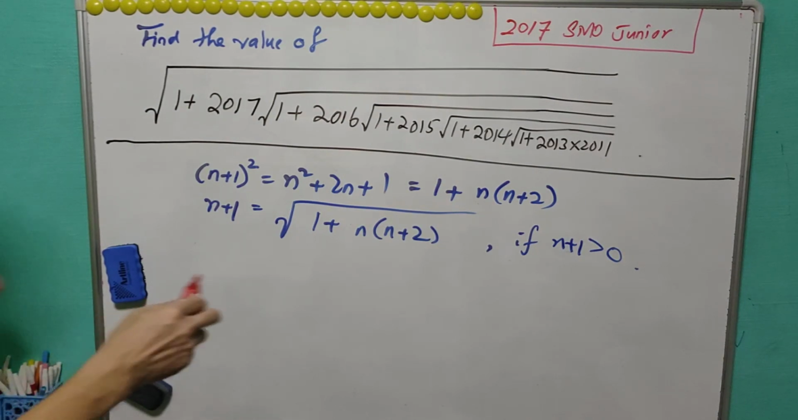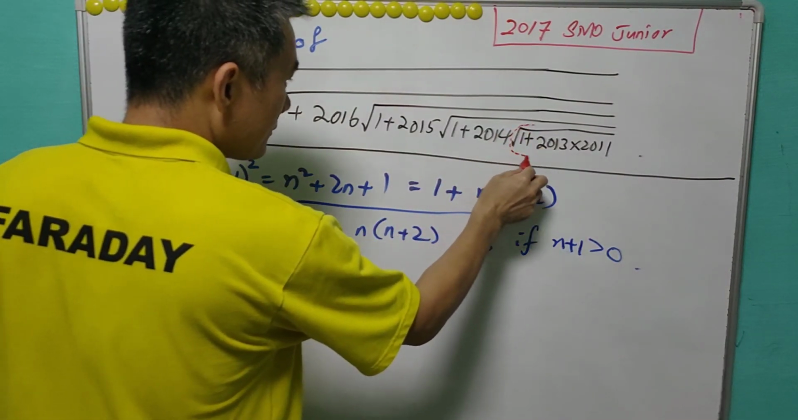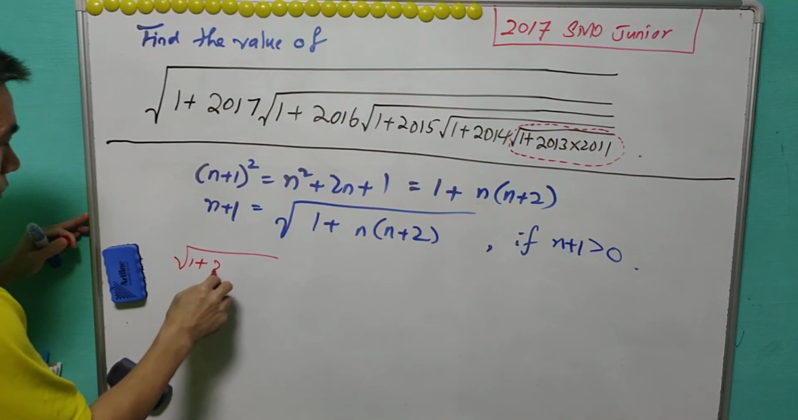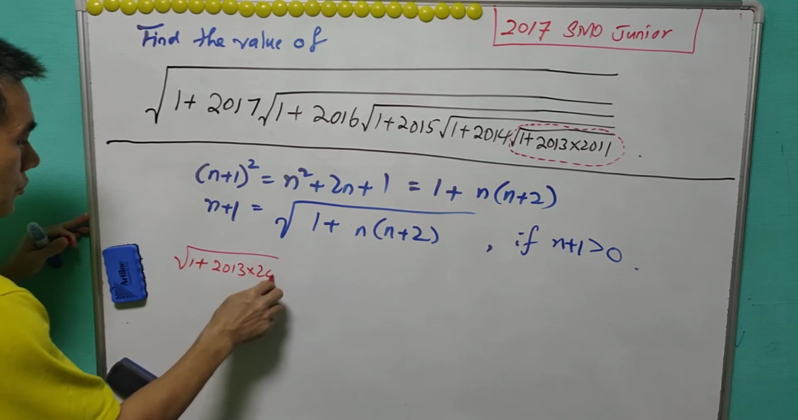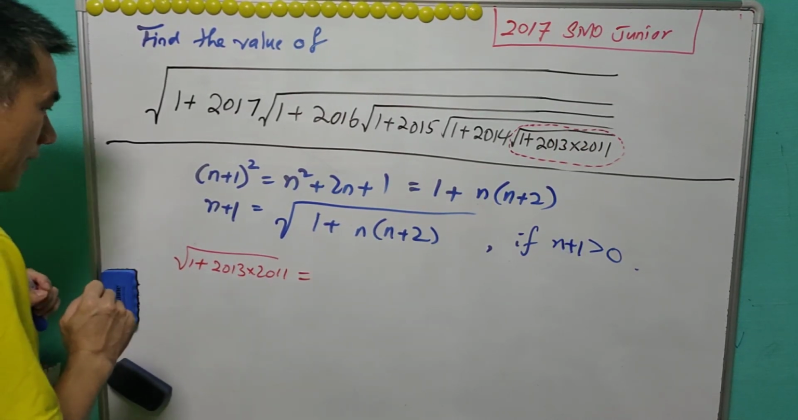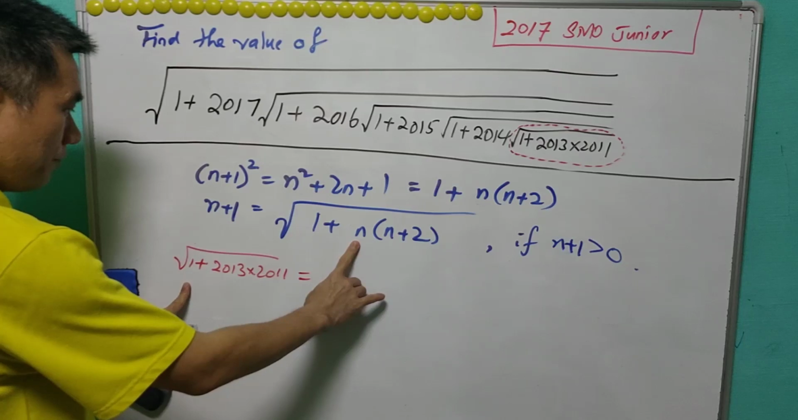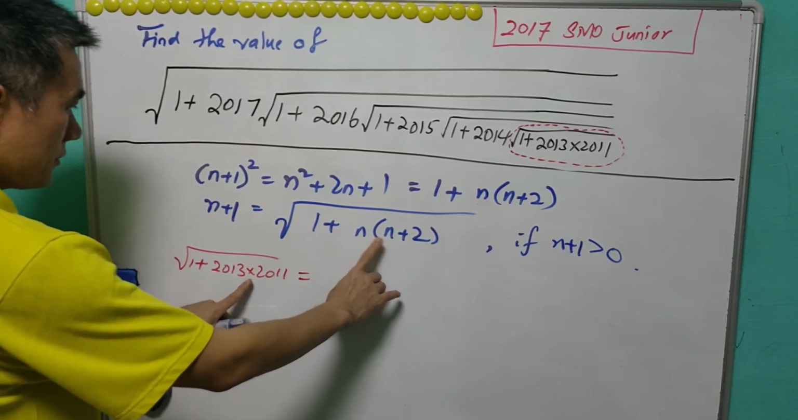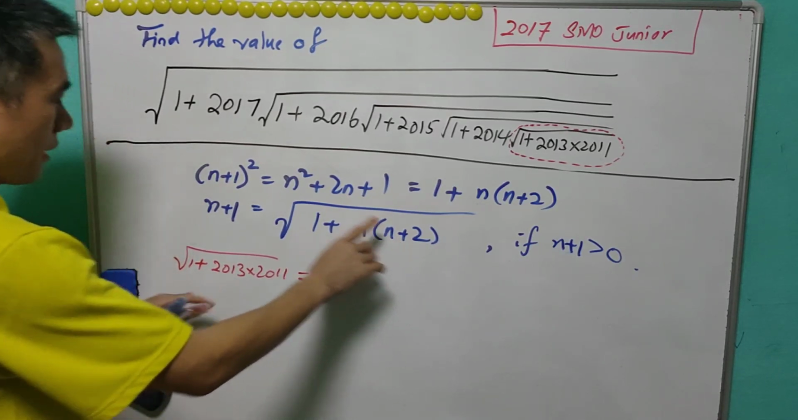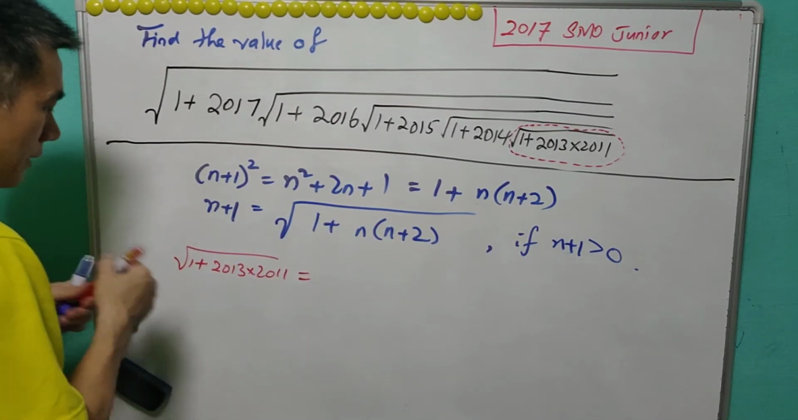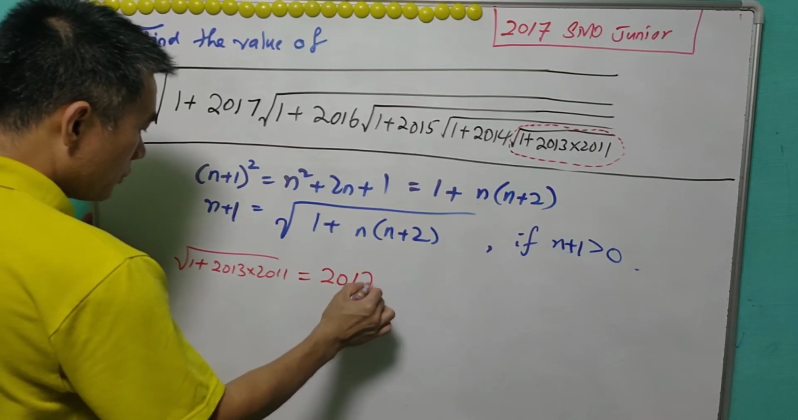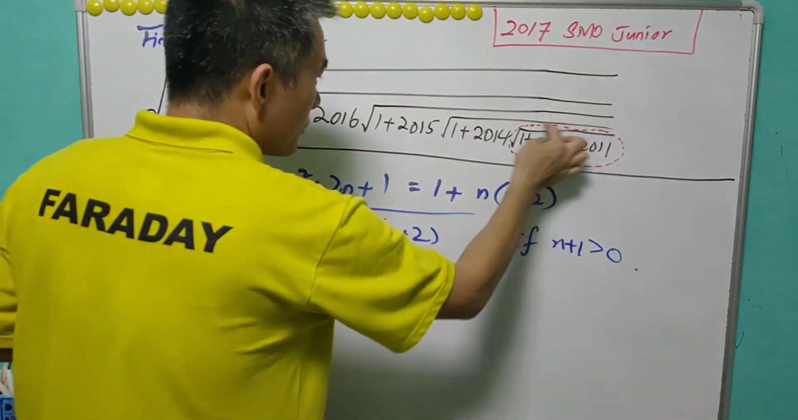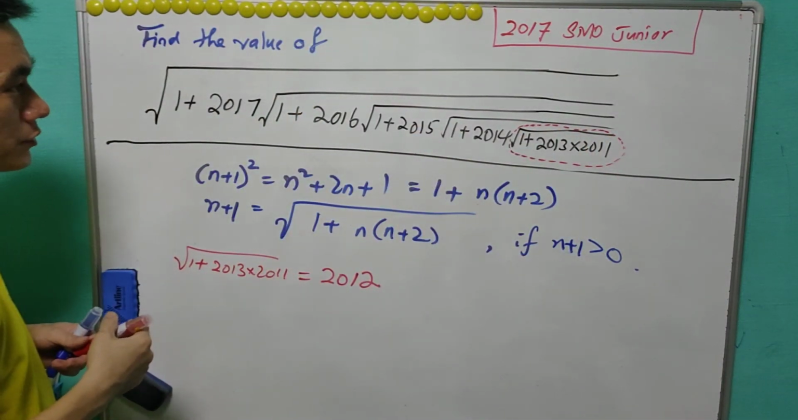So with this, when we look at this one, the square root of 1 plus 2013 times 2011, we can recognize that this is actually of this form, that is 1 plus n(n+2) with n equal to 2011. Then the result will be n+1, that is 2012. So we need to bear in mind that this square root equals 2012.